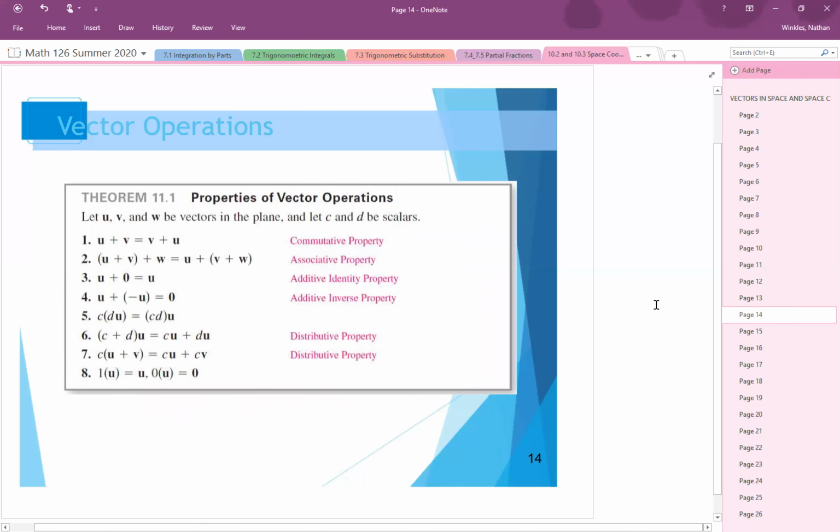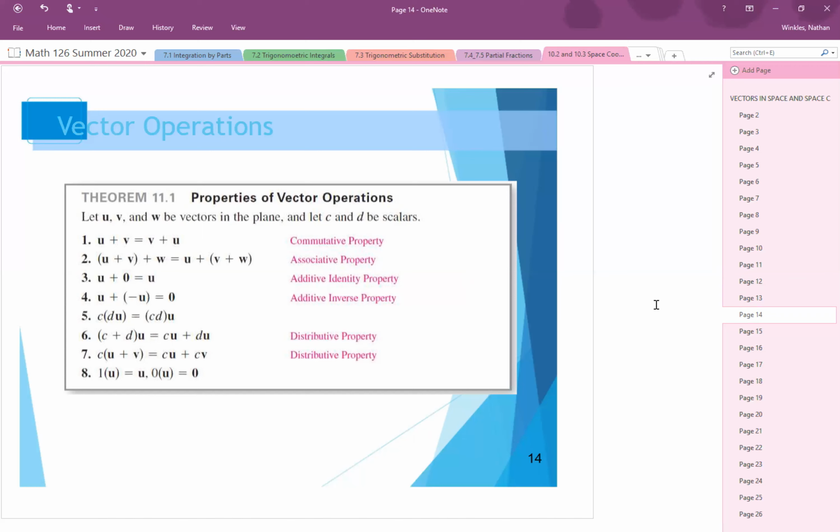So, some properties of our vector operations. Let u, v, and w be vectors in the plane, and let c and d be any scalars. u + v = v + u, the commutative property; it doesn't matter which way we add them. (u + v) + w = u + (v + w); the associative property still holds. u + 0 = u is our additive identity. u + (−u) = 0 is our additive inverse.